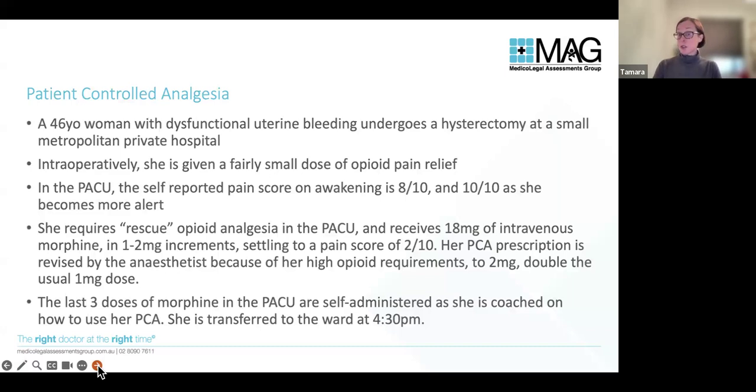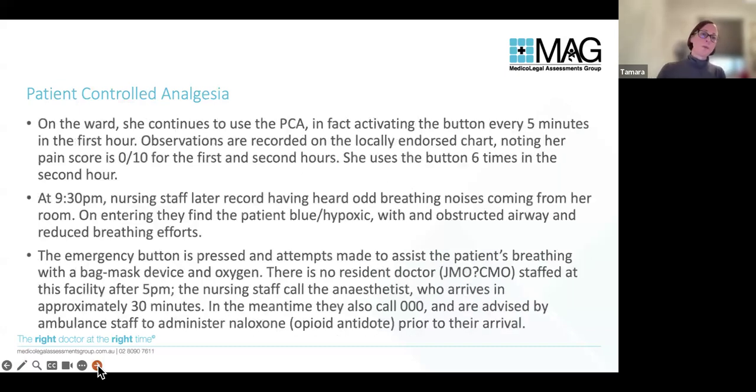She's learning to use her PCA, and in fact the last 3 doses of that morphine she gave herself, and she went to the ward at 4:30, and she continues to use her PCA. She presses the button every 5 minutes, and in the second hour almost pretty consistently as well. So she has hourly observations. She's got no pain.